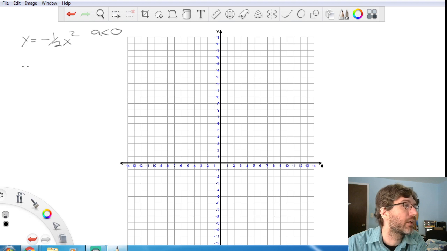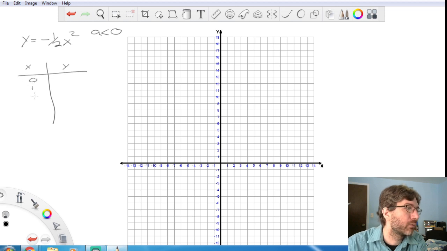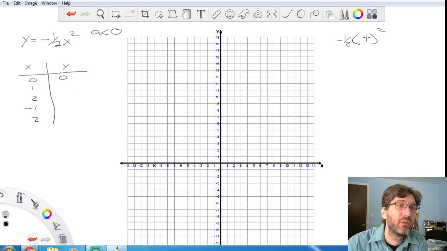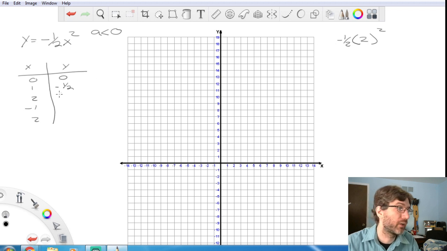So again, let's make our xy table. Plug in some values. We get 0, 1, 2, -1, -2. 0 is going to be 0. 1, again, plug in 1 for it. 1 squared is 1, and -1/2 times 1 gives you -1/2. 2 squared gives you 4. 4 times -1/2 gives you -2. We plug in -1. That gives you a +1, and a +1 times -1/2 gives you -1/2.